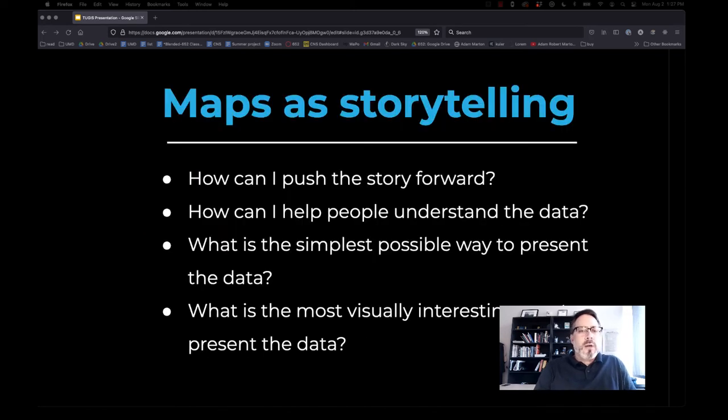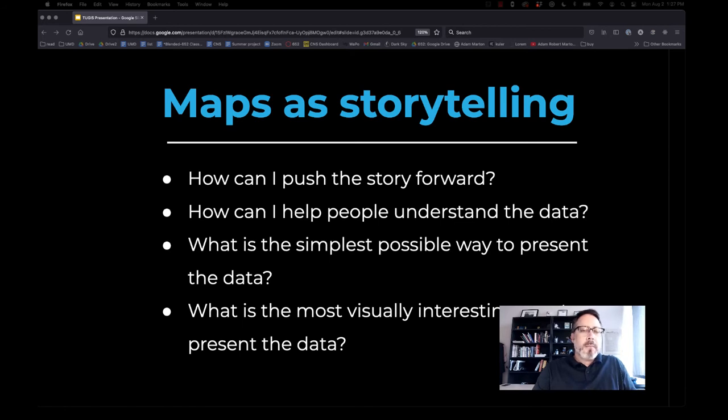So when I think about using maps as storytelling, I think about a few things. First of all, how can I push the story forward with my graphics? And this really comes from the world of photojournalism. First thing a photo editor will tell you is that photos are not just pretty pictures included in a news story, right? A photojournalist's goal is to help push a story forward with their photos. How can I help tell the story and also propel the story forward for the reader?